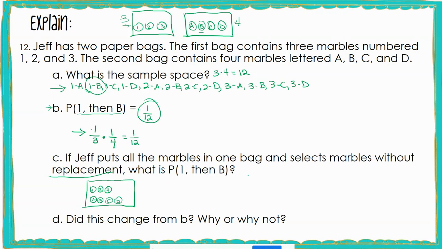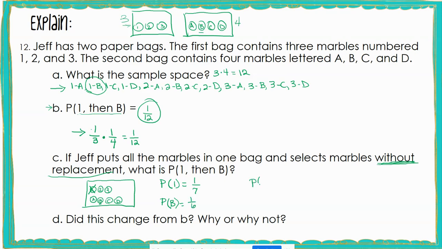Well, if he's going to put all the marbles in a bag and select them, we want to find first the probability of a 1. Well, when we look, there is still only one marble that has a 1, and that is this time out of 7 total marbles. But it tells us that Jeff is not going to replace that marble. So if he has pulled the 1 out, then it is going to remain out. And then we want to find the probability of choosing a B. Well, now there is still just one B, but instead of there being 7 total marbles, there are now only 6 total marbles. So the probability of a B is 1/6.